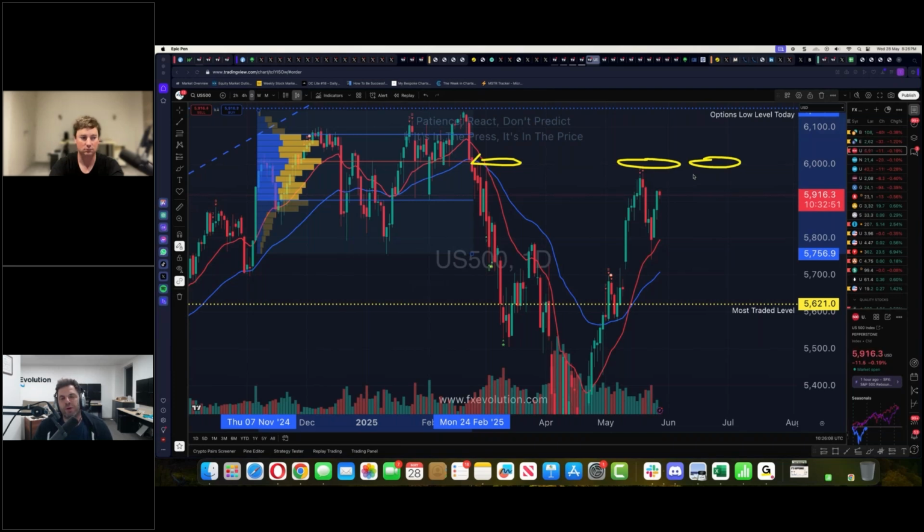But I think we just need to be aware that there are some significant levels ahead. And even though it does look a little bit strong, there are significant headwinds that could pull it back. And because it's come up so quickly, the pullbacks might be a little bit more violent than you would otherwise expect. So just be a little bit careful.